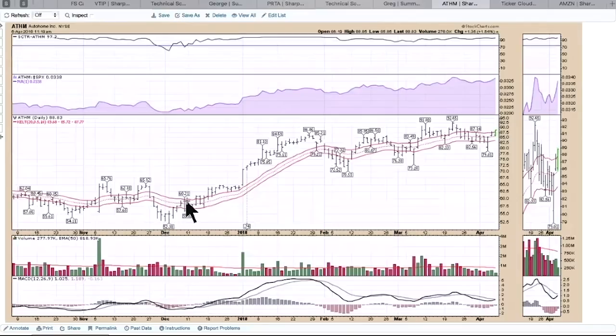I learned this from a guy who runs a website called uptrends.com. But when it broke out here, you can see it rode all the way up, and you caught all of this lift by setting this very narrow, and the width of this is your stop level.